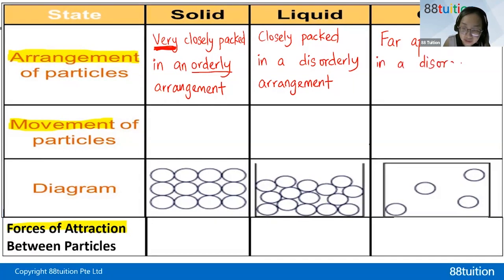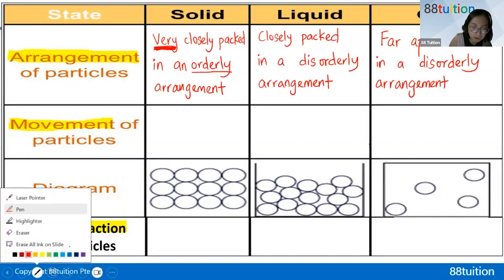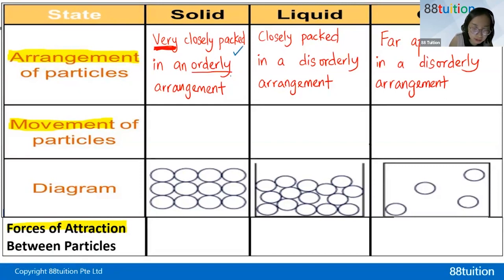Your form teacher will love you if you are in a parade square waiting for flag raising in an orderly arrangement. So in other words, when it comes to marking points, this part is 1 point, this part is 1 point, this part is 1 point. Every box has 2 points. All right, let's go to movement now. Just now was arrangement. Now is movement.